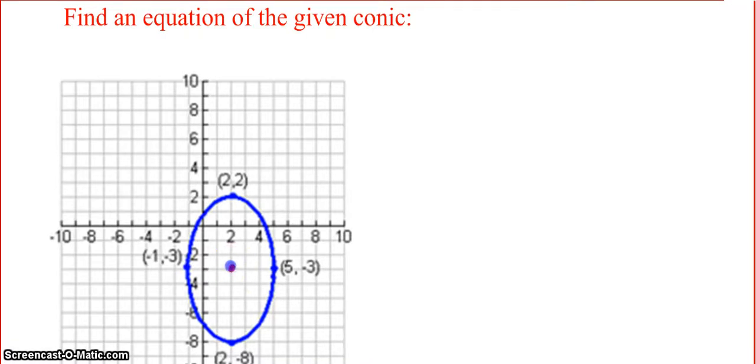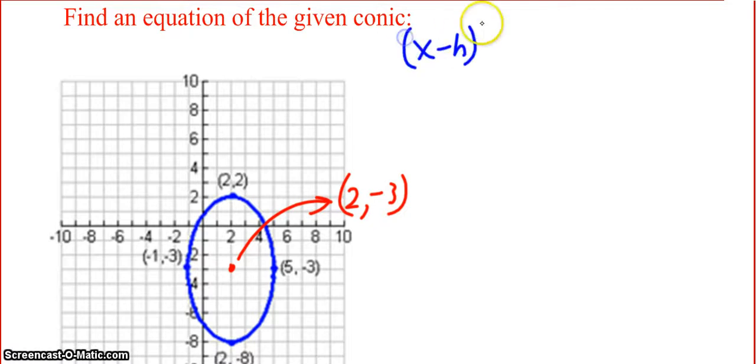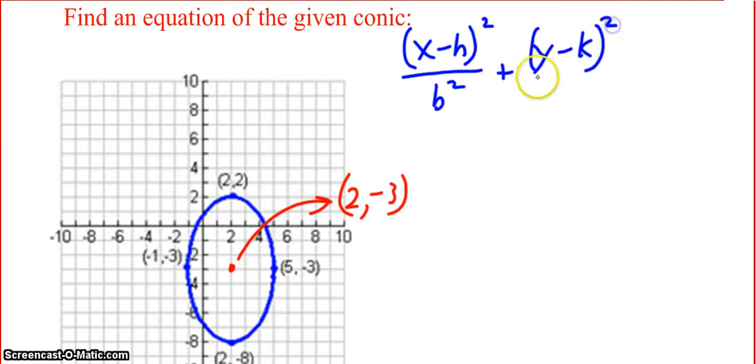Identify the center. The center is right here. What is the x value? It is 2. What is the y value? It is negative 3. So this is going to be of the form x minus h squared over b squared plus y minus k squared over a squared equals 1.